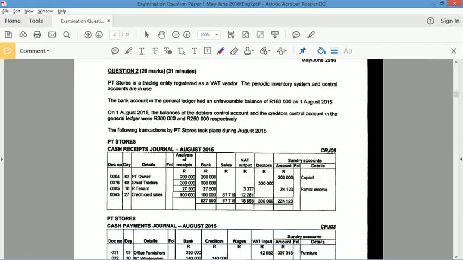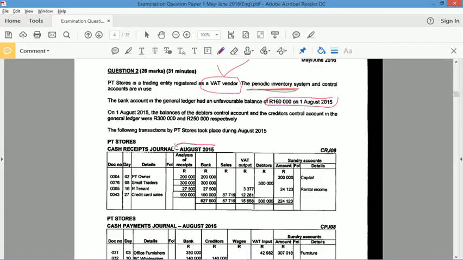Let's start with the first bit. PT Stores is a trading entity registered as a VAT vendor. So is VAT applicable? Yes, it is. They're using the periodic system. So I'm talking about purchases, not inventory. And control accounts are in use. Right, the bank account in the general ledger had an unfavorable balance on the 1st of August.